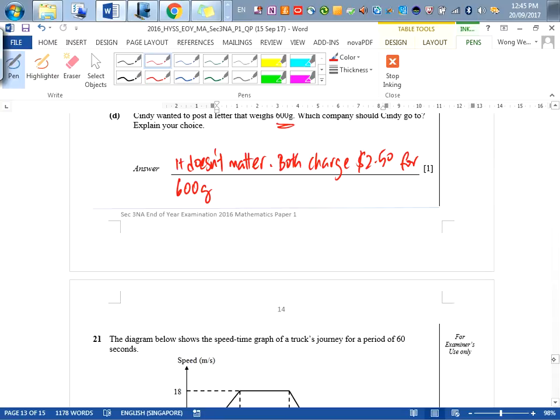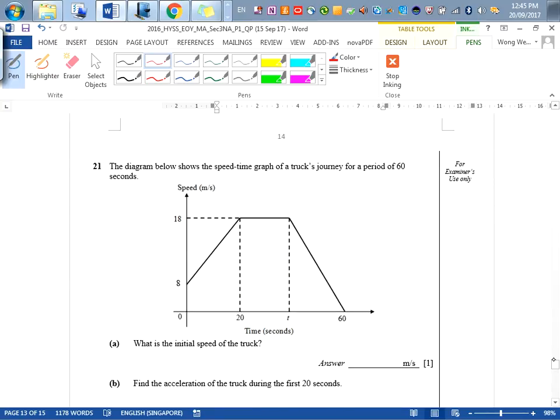Okay, done. Next, speed time graph. What are the two things that we need to take away from our speed time graph? Sophia, what's the first thing that we can know from our speed time graph? Acceleration.